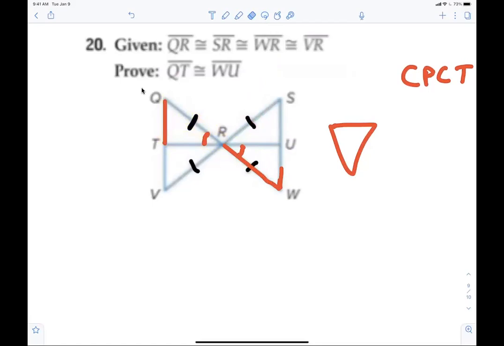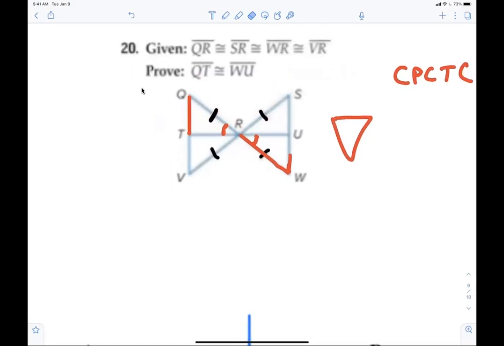Come on, anybody else? So go ahead. Wait, are they corresponding? No, we don't know any angles, right? Except those vertical angles. So I guess what I'm trying to show you is how what Aiden said was true. We can prove different triangles are congruent. That's why this one's hard.